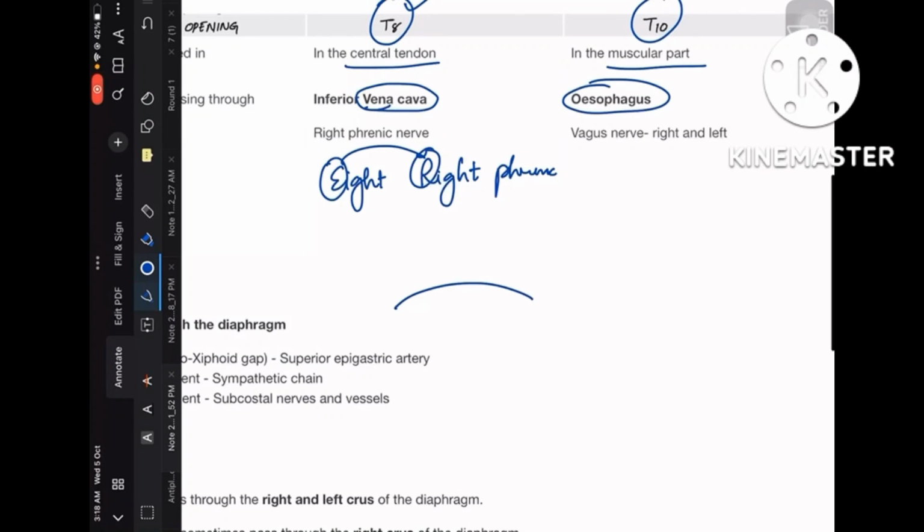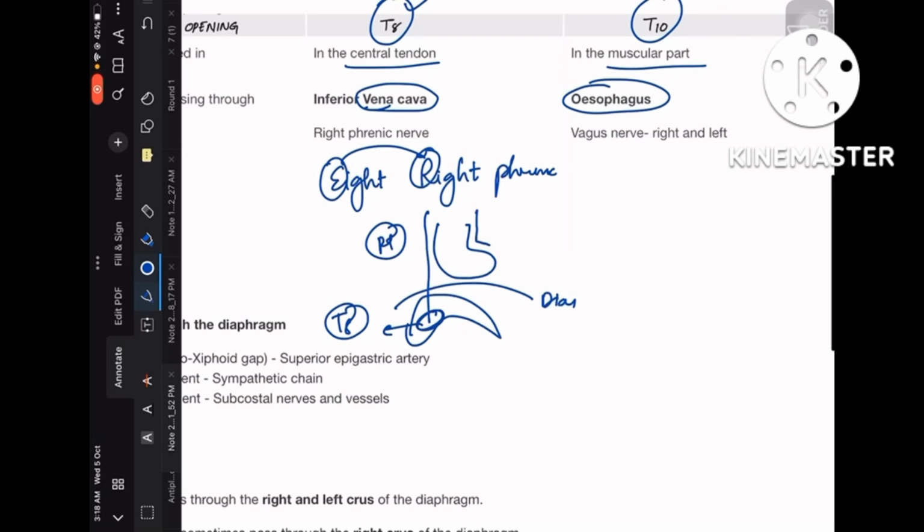So guys, this is the diaphragm and here you have the heart, right? So the right phrenic nerve just goes like that and enters the central tendon via this T8 opening, which is the vena cava opening. Whereas the left one travels along the left border of the heart and enters the diaphragm through a random opening. It just opens through the muscular part of the diaphragm. It does not open through any named opening.